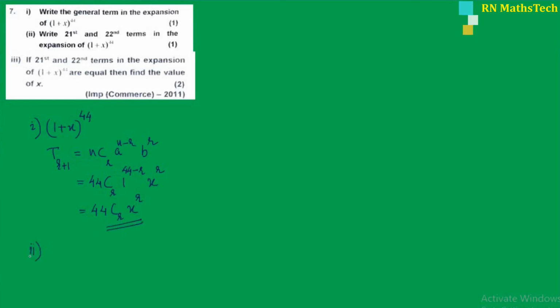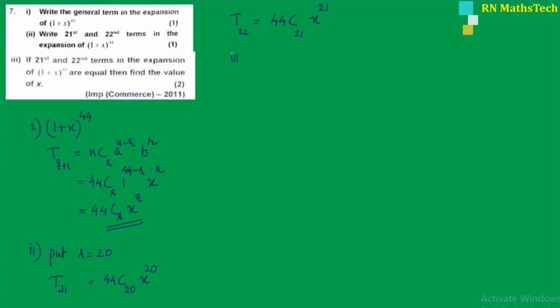Now the second one, write the 21st and 22nd terms in the expansion of (1 plus x) the whole raised to 44. To find the 21st term, put r equal to 20. T21 is equal to 44C20 x raised to 20. That is the 21st term. Now the 22nd term, T22 is equal to 44C21 x raised to 21. Okay, so these are the terms.